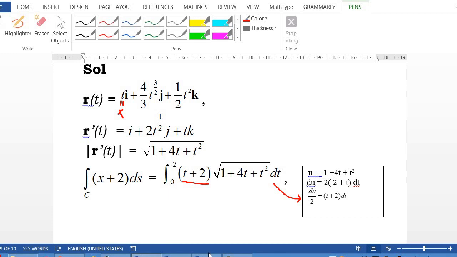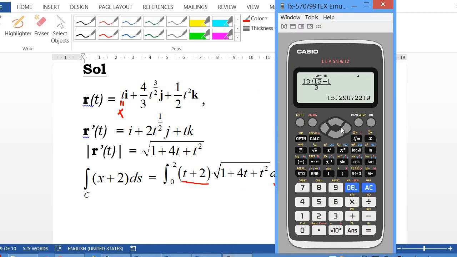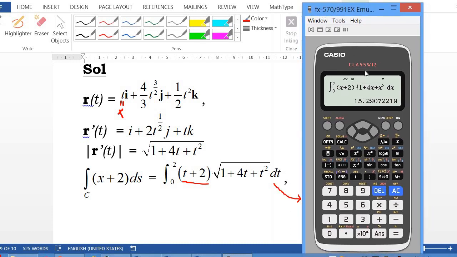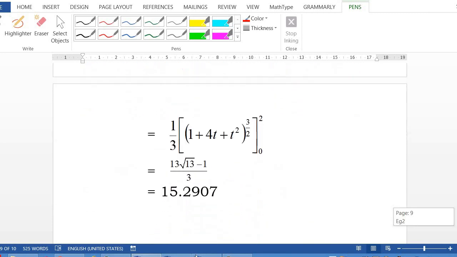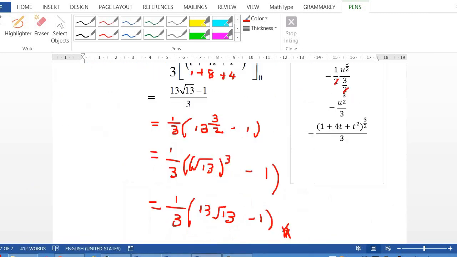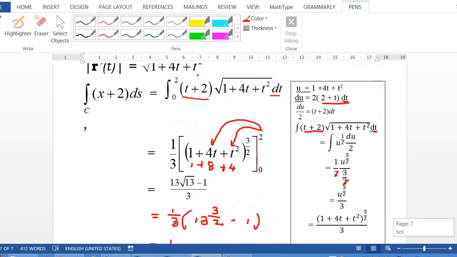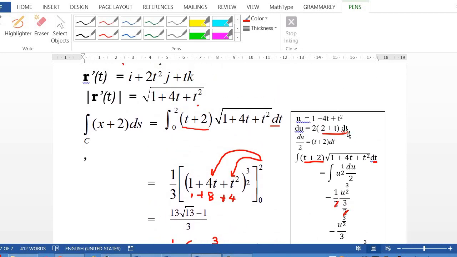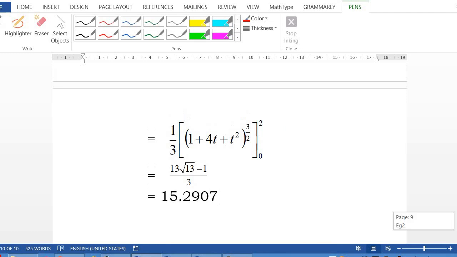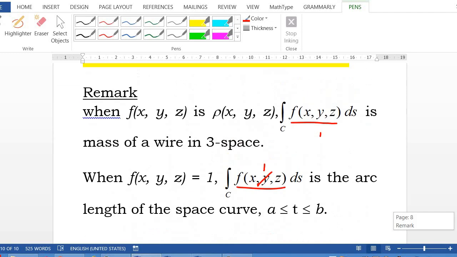and luckily this is a definite integral, you may use your scientific calculator to integrate it. Of course, the scientific calculator integral is in terms of x, so all the t here you have to change to x. But here we show you both ways: either using the scientific calculator or using substitution techniques. So we conclude what we have learned in the line integral of scalar field.